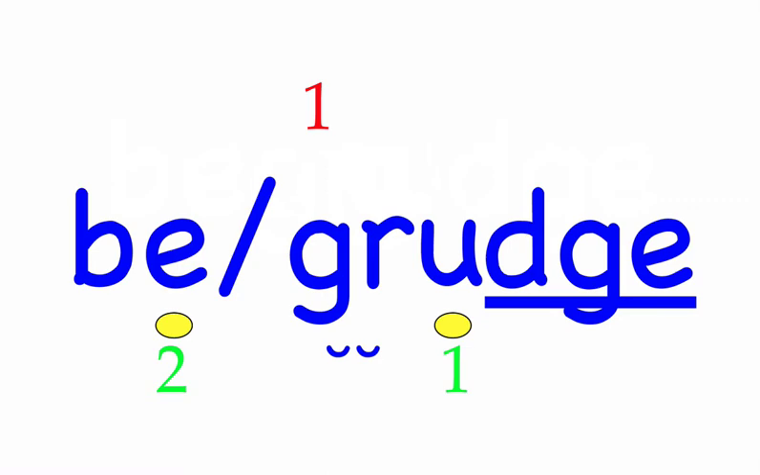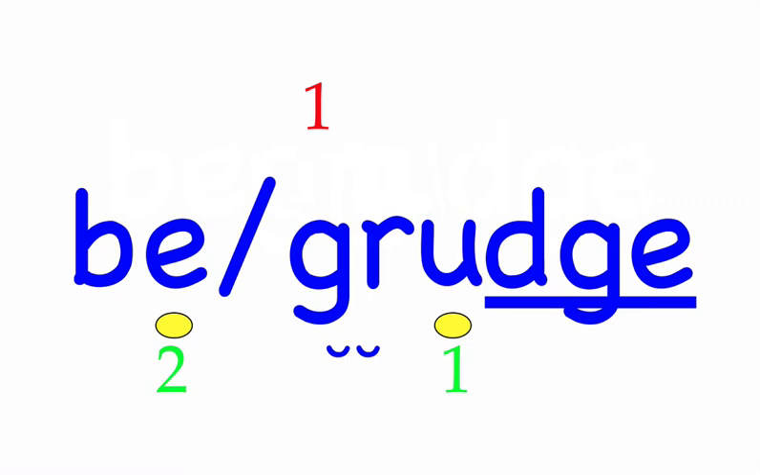Begrudge. Did you remember to mark GR as a consonant blend? We have to protect the GR here because otherwise it would be in danger of being split up into separate syllables. So we put a half circle under the G and under the R. Once we've done that, they're locked together and they count as a unit of one.